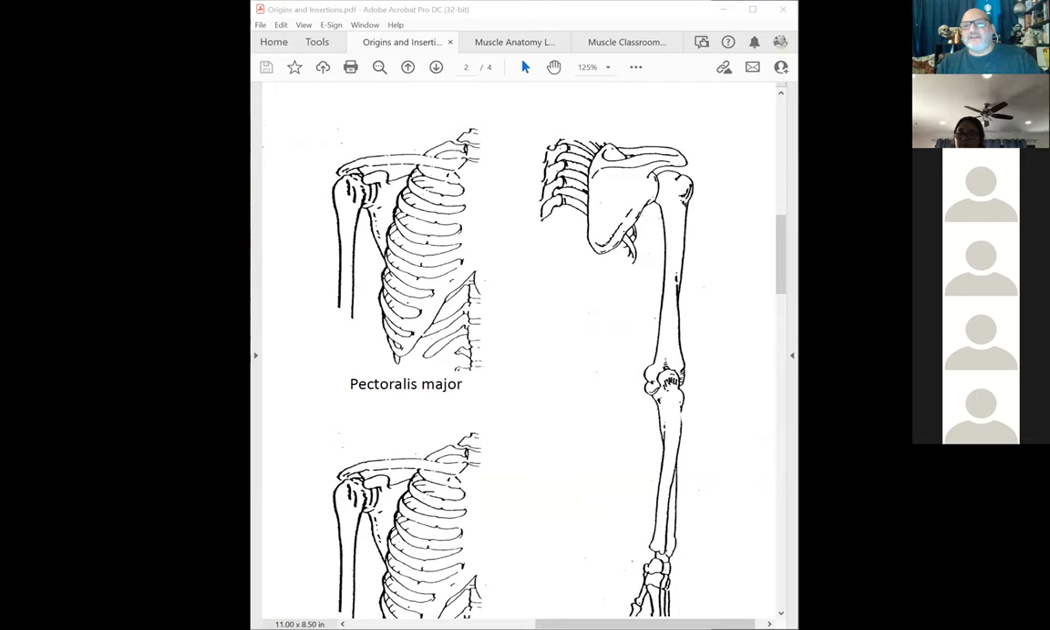What are the three bellies, or the three heads, of the triceps brachii called? The long head, the lateral head, and the medial head. There you go. Long head, lateral head, and medial head. Let's start easy. Medial. Guess where the medial head is located? Medially, absolutely excellent. And the triceps brachii is the prominent posterior muscle.